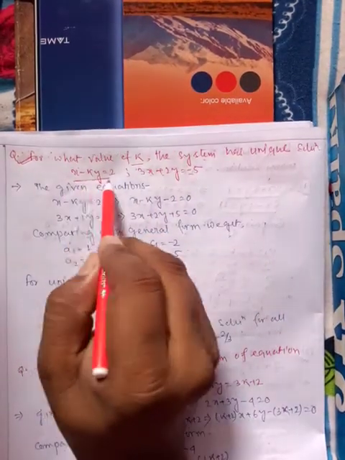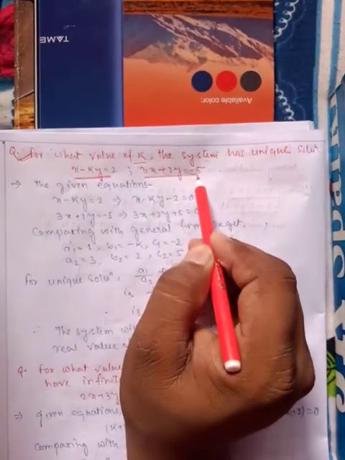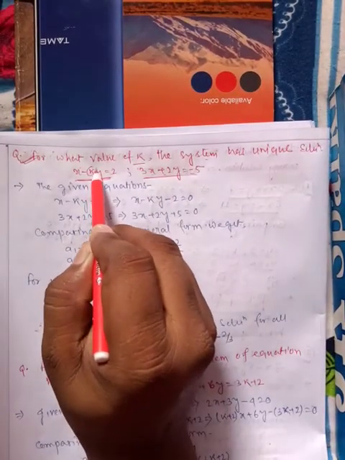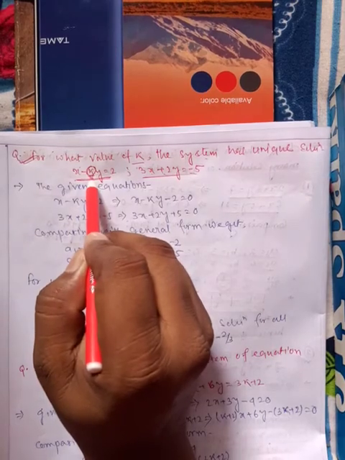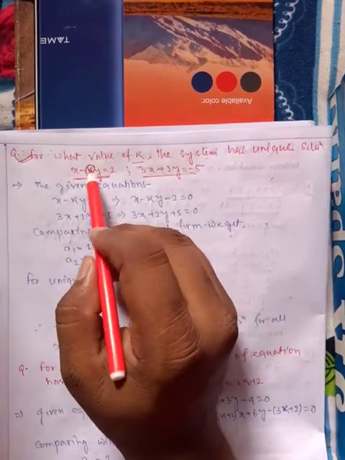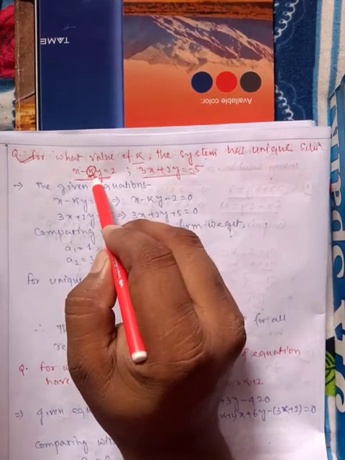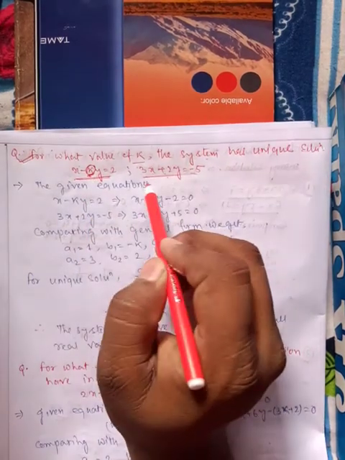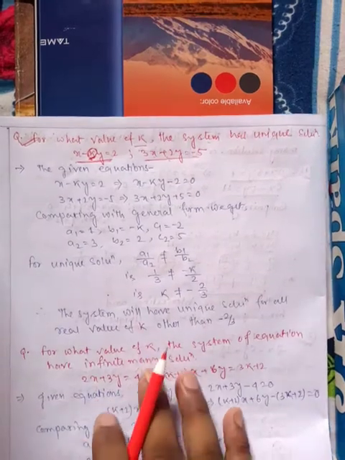So you are given two linear simultaneous equations. You have to find the value of k, because here k is not a constant, it is a variable. You cannot simply find the value of k directly. So you have to find the value of k for which this system gives a unique solution.